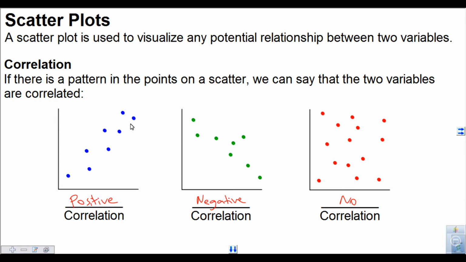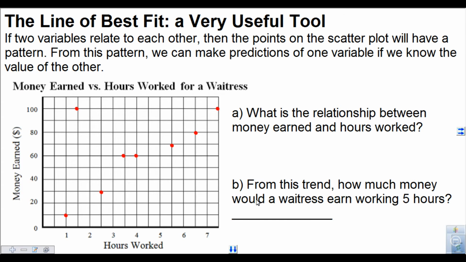So in positive correlation, when one variable goes up, the other one goes up with it. In a negative correlation, when one goes up, the other one is going downwards. And with no correlation, there is no pattern between the two. So the line of best fit is a very useful tool that we use to not only visualize, but also to make predictions.